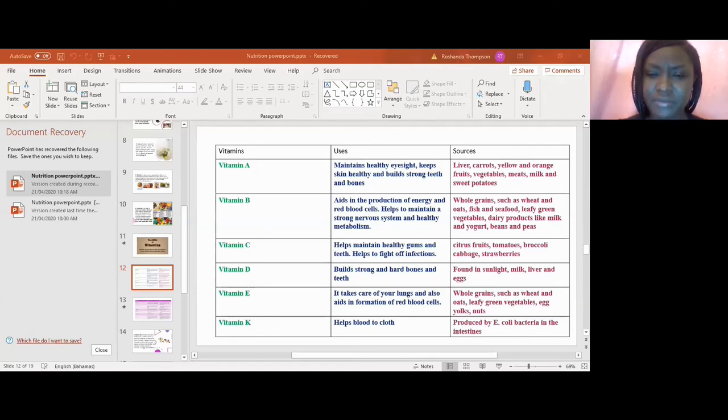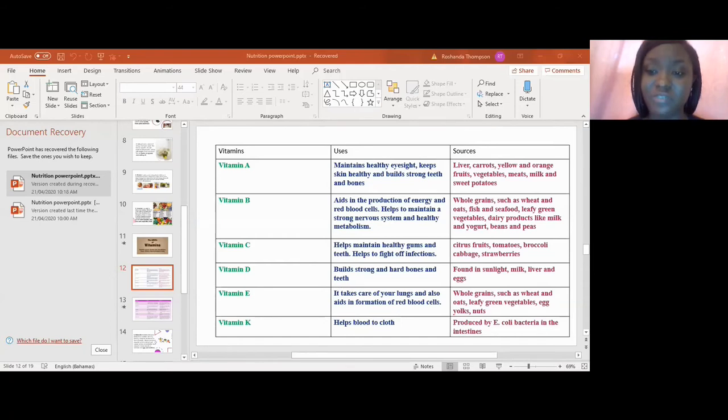Vitamin K. Vitamin K works to help in blood clotting. Okay, so if you get a wound, if you get a cut, your wound is going to need to form a clot, right? Because you don't want that wound to stay open and then you continue to bleed out. So vitamin K is the vitamin responsible for helping to produce blood clots.